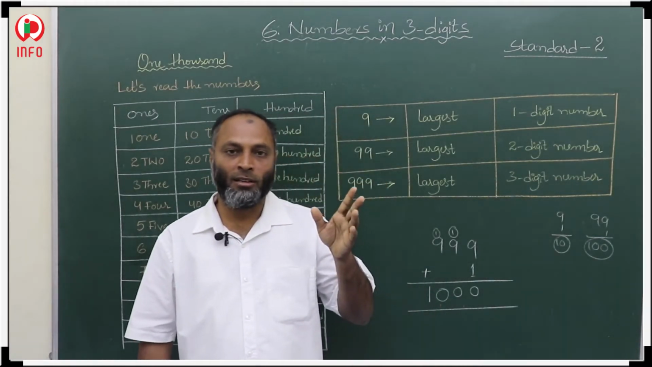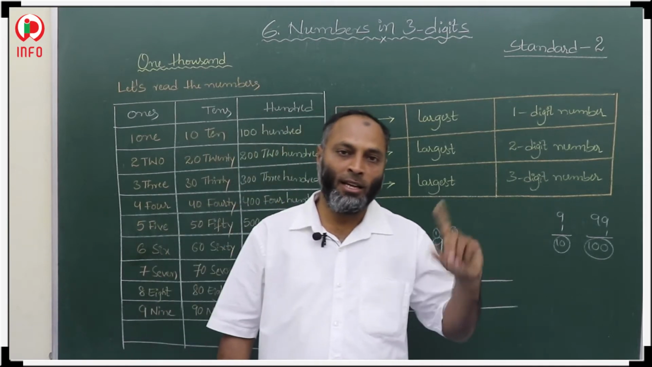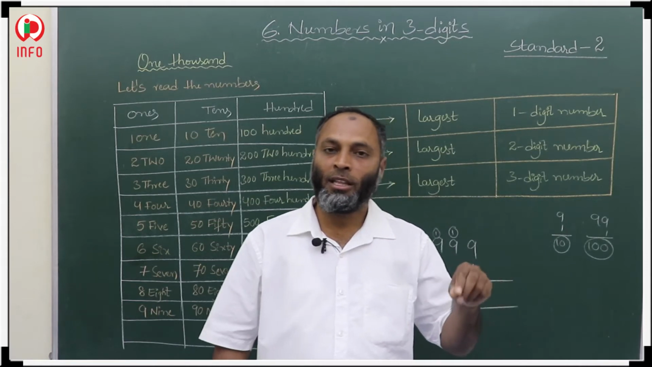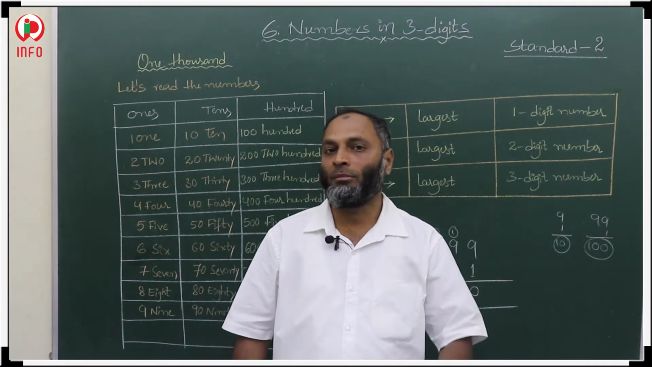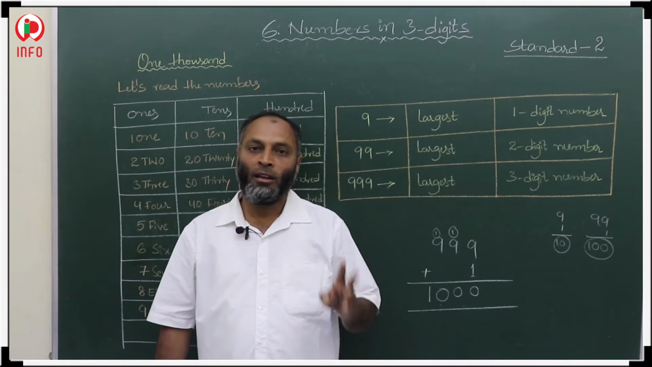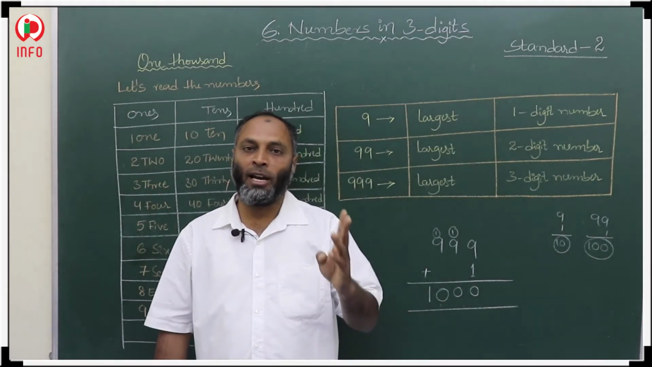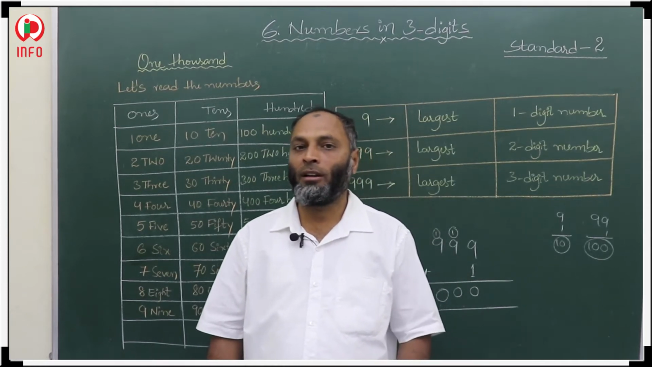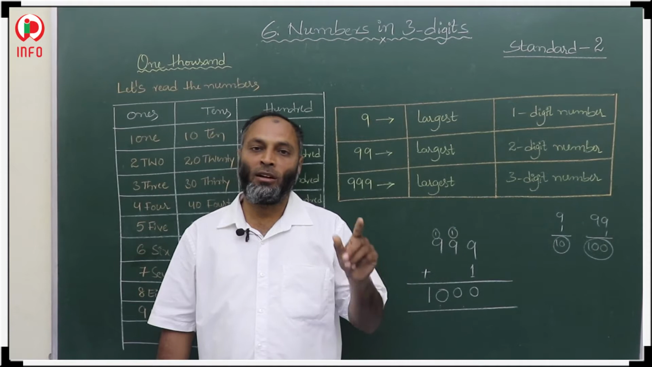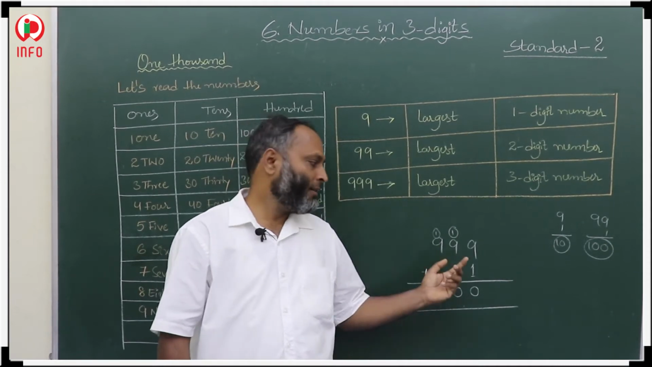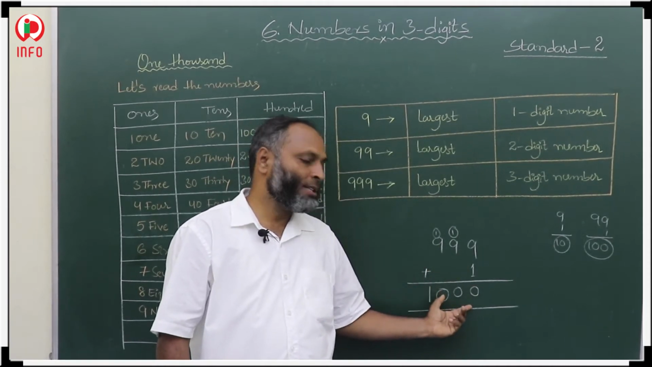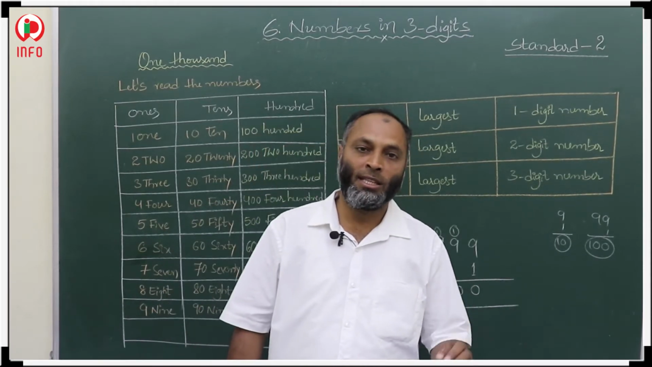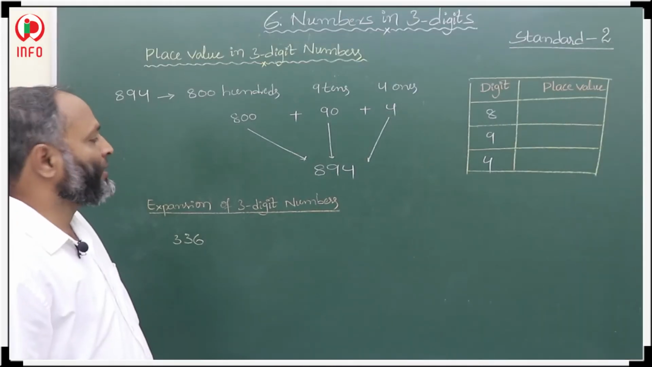So what is the concept here? For the largest single digit number, if you add 1, then you'll get the smallest two digit number. In the same way, for the largest 2-digit number, if you add 1, you will get the smallest 3-digit number, that is 100. In the same way, for the largest 3-digit number, if you add 1, then you will get the smallest 4-digit number, that is called 1000.